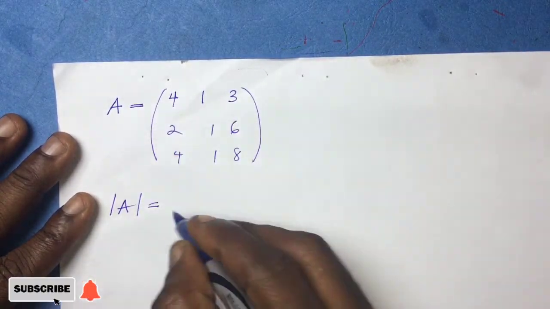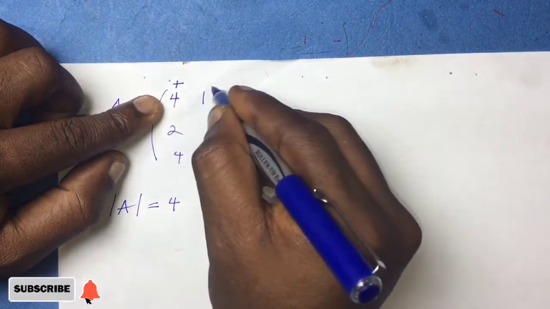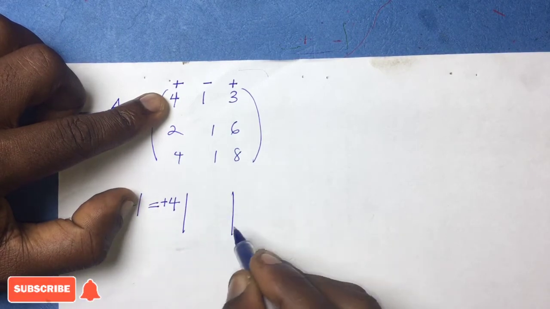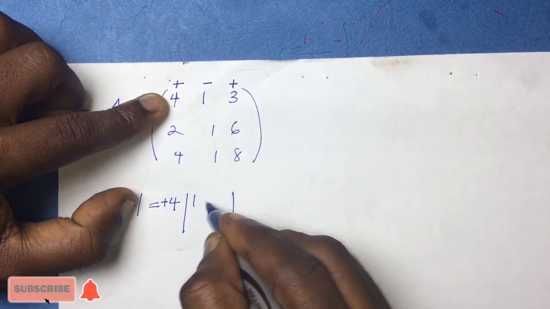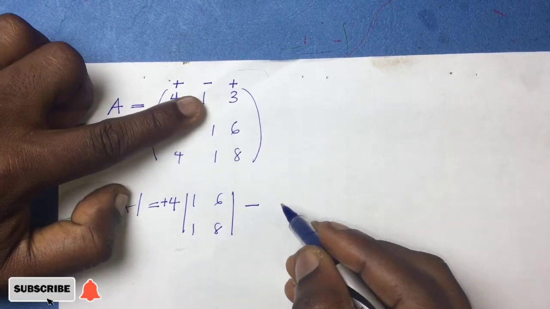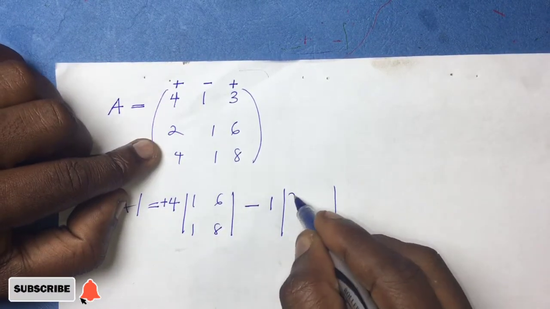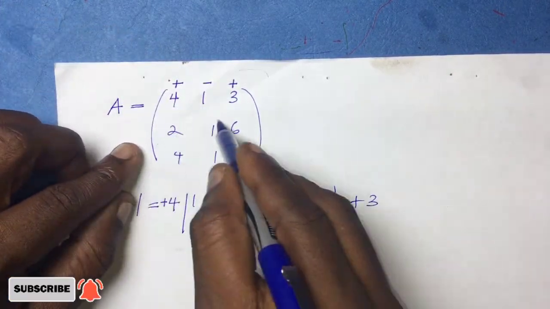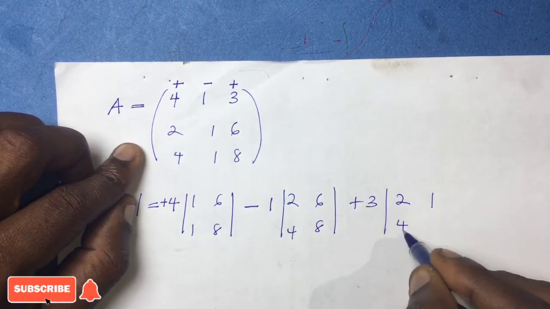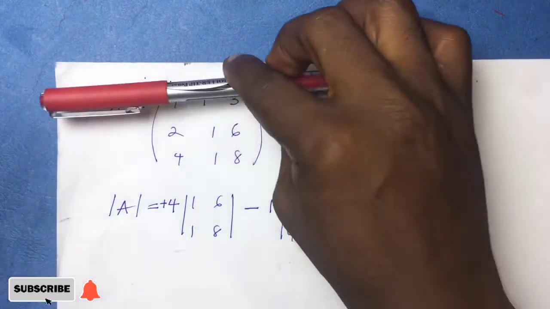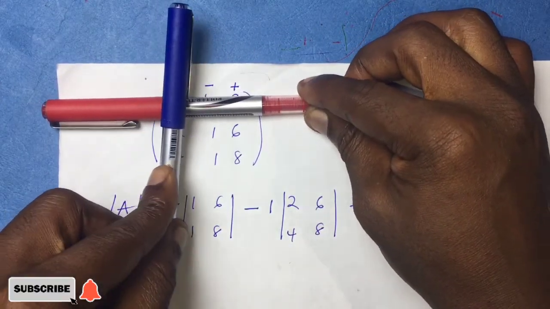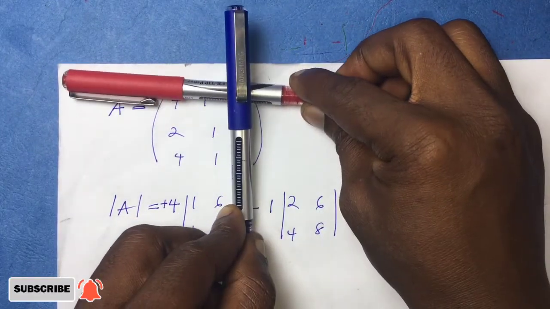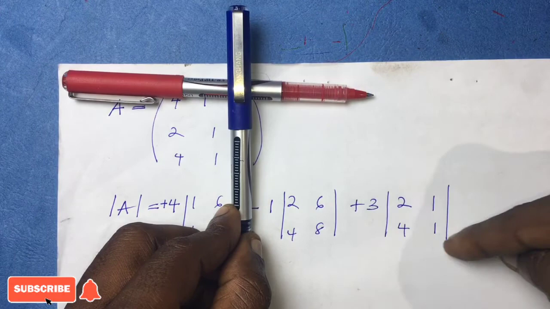If I'm using the first row, take note, the signs are positive, negative, and positive. So plus 4 is what I have here, times the minor, which is 1, 6, 1, 8, minus 1 times the minor, 2, 6, 4, 8, then plus 3 times its minor, which is 2, 1, 4, 1. Again, take note, for 4, that is the minor. For 1, that is the minor, 2, 6, 4, 8. And for 3, that is the minor, 2, 1, 4, 1.